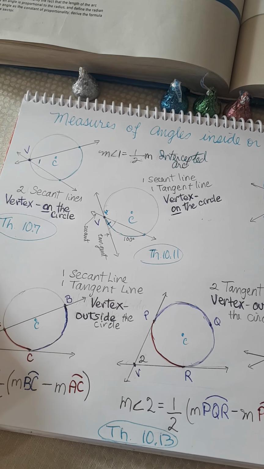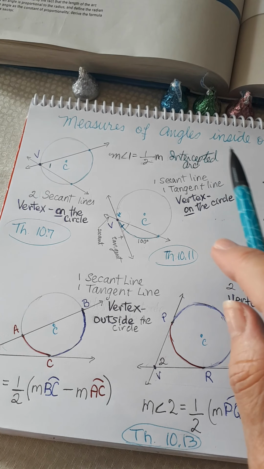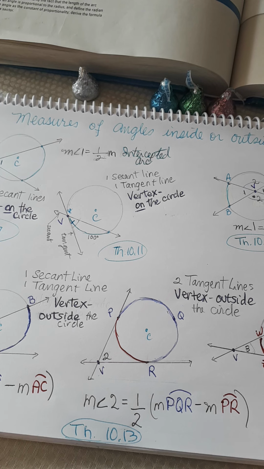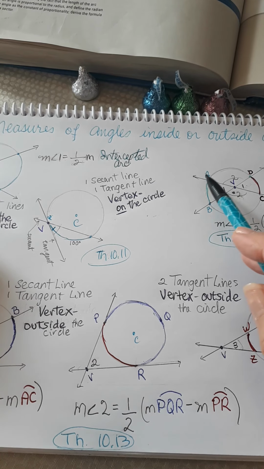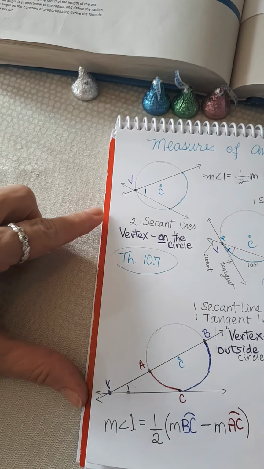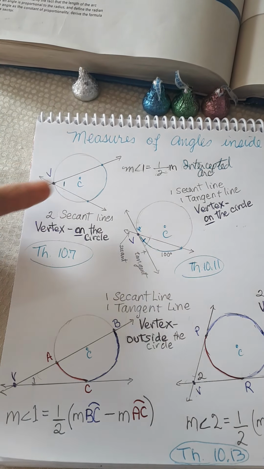In this lesson, we're going to be talking about measures of angles formed by two lines which meet. The two lines meet either inside, outside the circle, or on the circle.